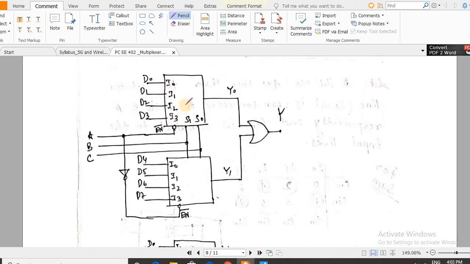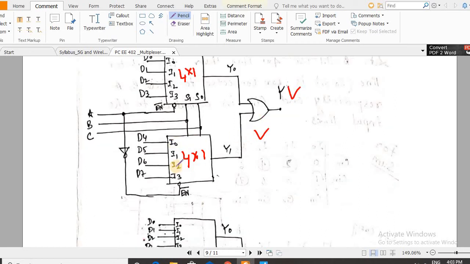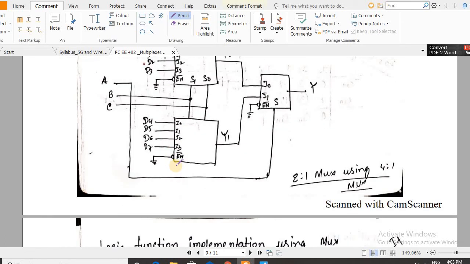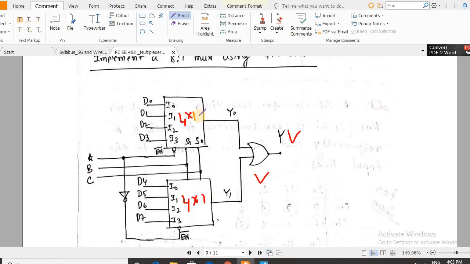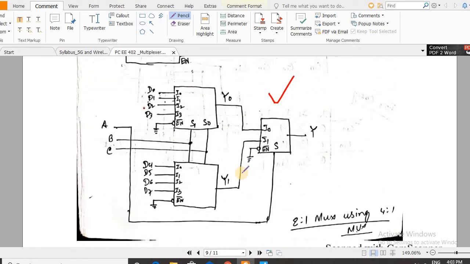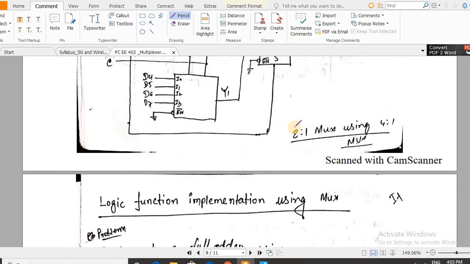See, this is very obvious, we need two 4x1. This is one 4x1, and this is another 4x1 mux. These two outputs will be ORed as the output. The final output is Y. This is one implementation where we need two 4x1 mux. In the second design, we can design an 8x1 mux using two 4x1 mux and one 2x1 mux. So this is another design.